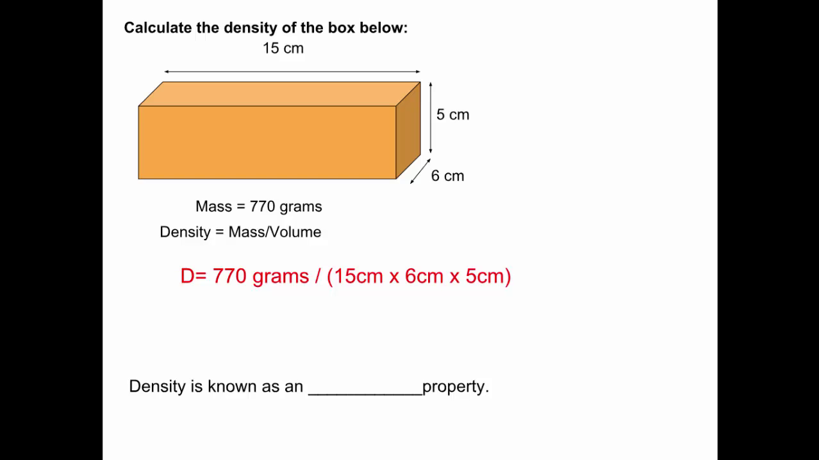And I get 450. What units? Centimeters cubed. All right. The mass has been given as 770 grams. So what's the density of this box? 1.7 grams per cubic centimeter. Do our math, 1.7 grams per cubic centimeter.